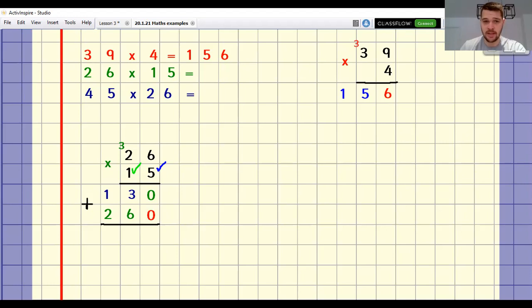Now, final step is I just add them up, as you can see by this function here. 0 plus 0 is 0. 3 plus 6 is 9. 1 plus 2 is 3. So 45 multiplied by 26 is 26 multiplied by 15 is 390.